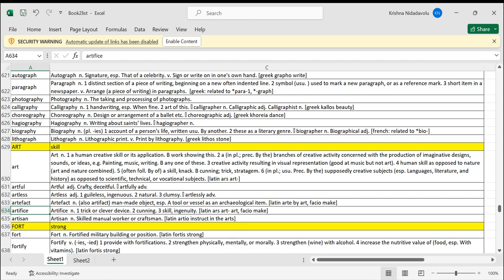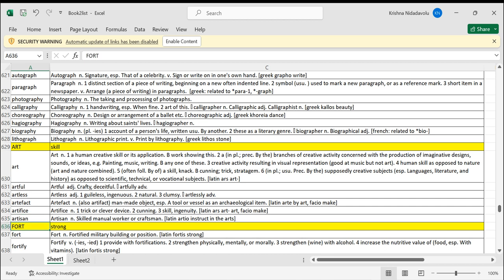Then the next word is artisan. An artisan is a skilled worker. By the way, artifice is used in arts because a lot of artists believe the greatest part of art is actually to conceal art, to hide art. A lot of artisans actually believe this. Now, an artisan is a skilled worker or a craftsperson who is well versed in arts. That's an artisan.